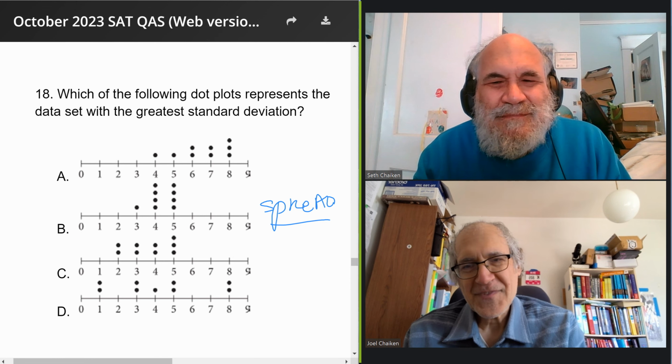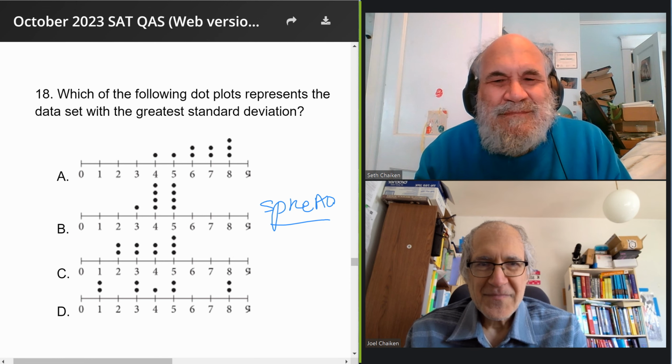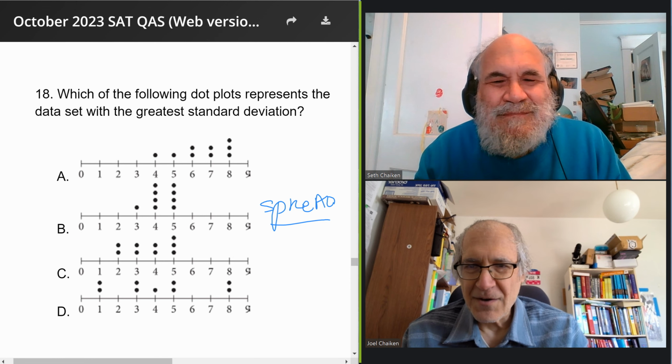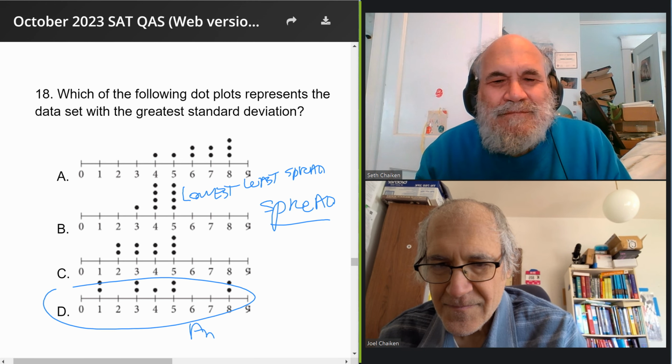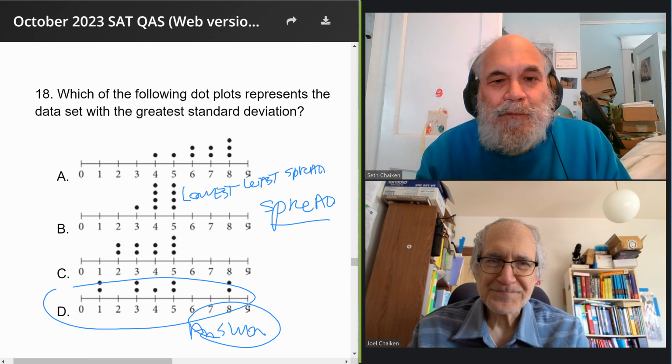If you don't, you don't get the question right. This one has the lowest standard deviation because its data is the least spread. Right. This is the answer. I guess that's it, right?